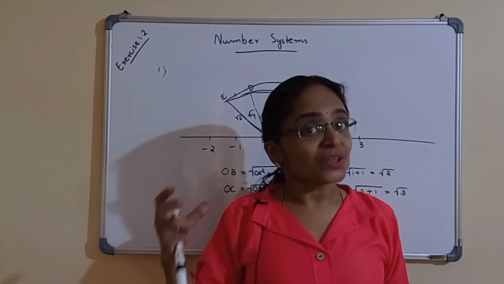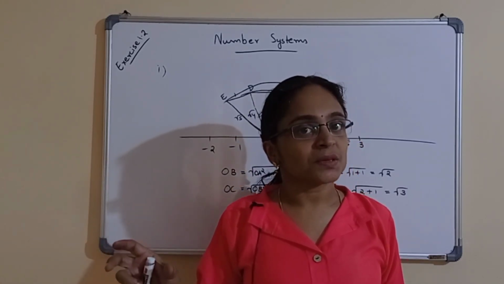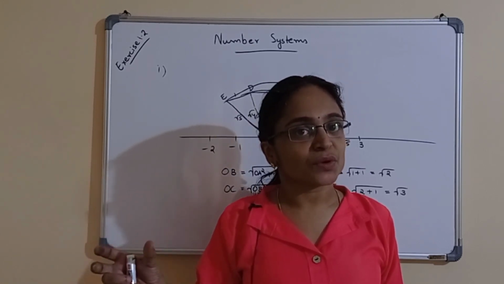Understood? And with this we have completed this exercise 1.2 from the chapter number systems, and I'll be continuing with exercise 1.3 in the next video.